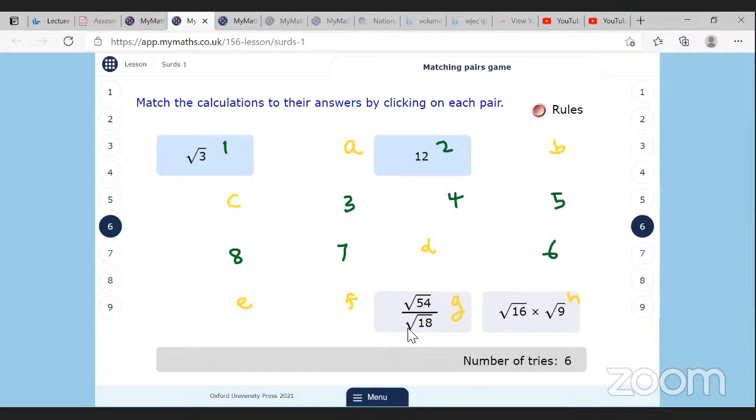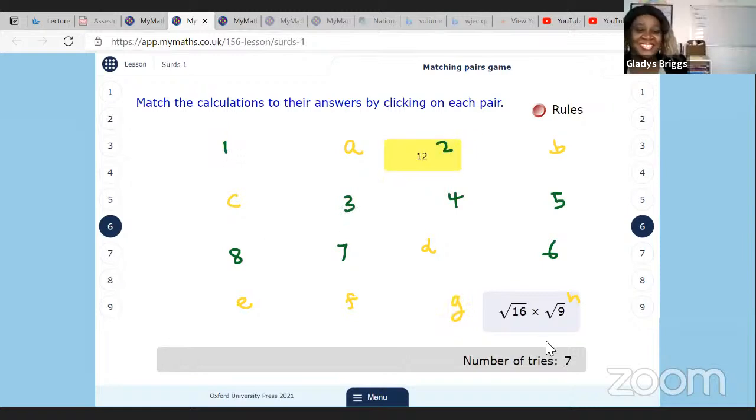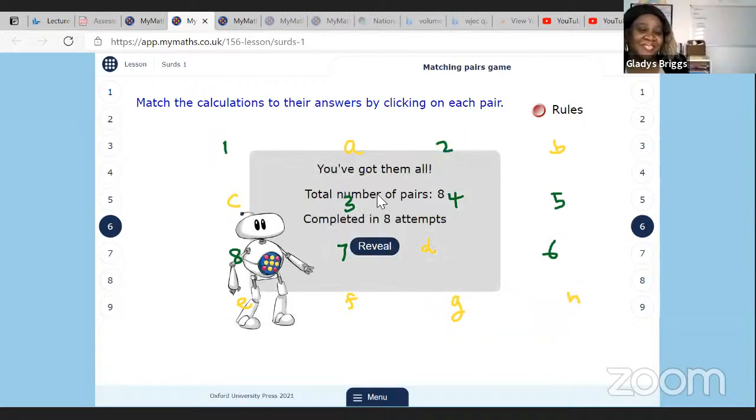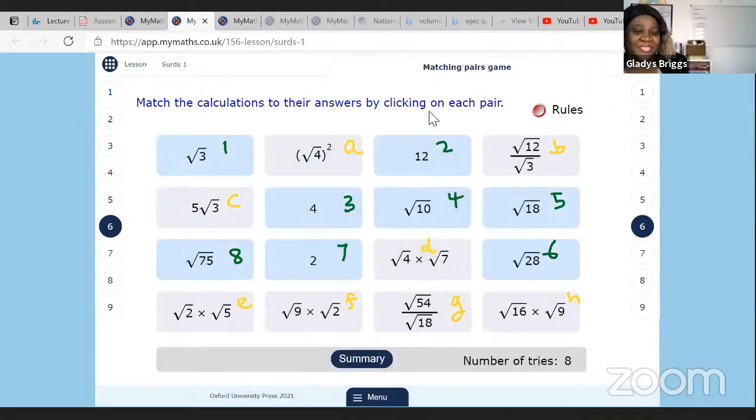G with 1 and H with 2. Yep. And that's the last one now. Well done. Well done. Okay.